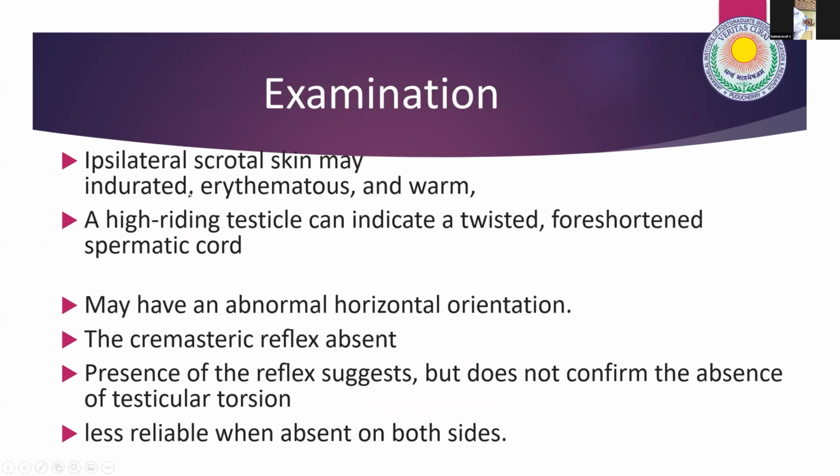The ipsilateral skin may be indurated and erythematous. The left testis is usually lower than the right testis, and if it is higher than the right, we can suspect that it might be torsion. It is usually because of the foreshortened spermatic cord. The testis may or may not have a horizontal orientation, and cremasteric reflex is usually absent. However, if on both sides cremasteric reflex cannot be elicited in a child, then this test is not so useful.